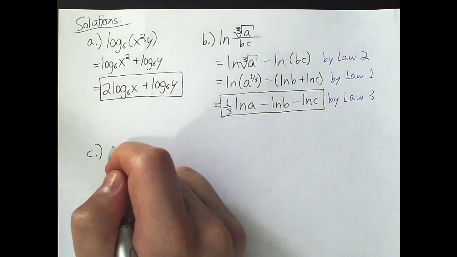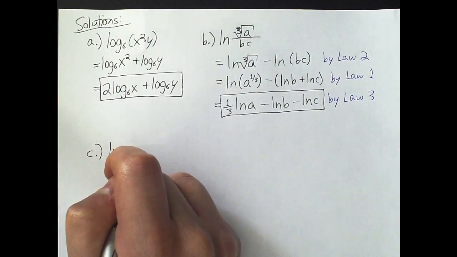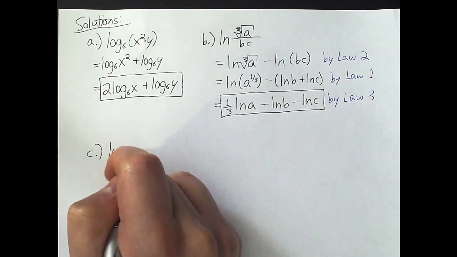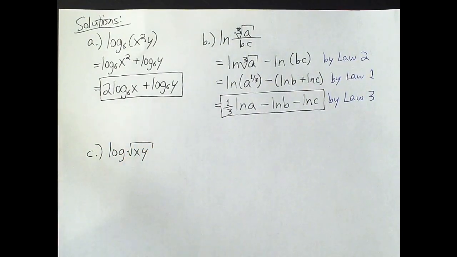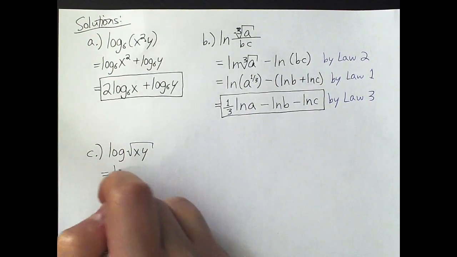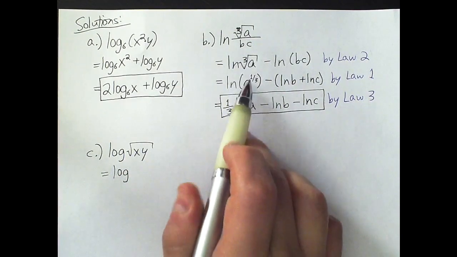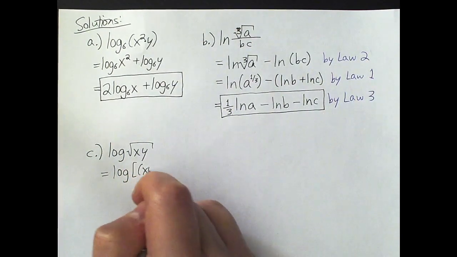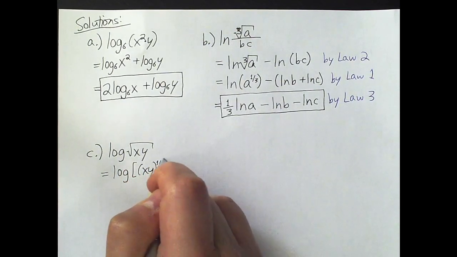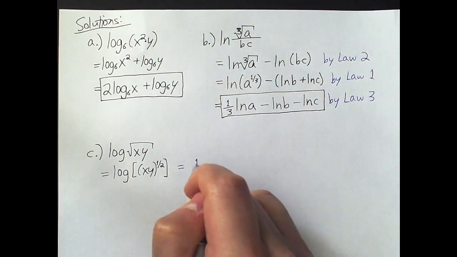And then for part C, I think for part C there might be 2 different ways to do it, but I gave you log square root of xy, and I asked you to expand. The way that I'm thinking of this is, you know when we had the cube root and I said let's rewrite it as a to the 1/3? I'm going to rewrite this as xy to the 1/2, because raising something to the 1/2 is the same as taking the square root. I like that because then I could pull the 1/2 out front.